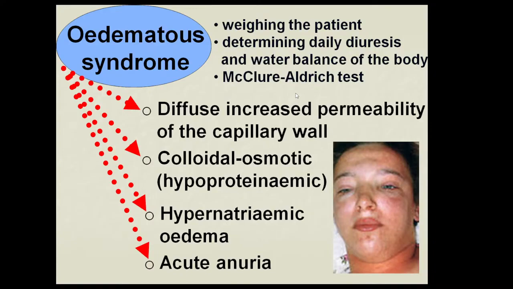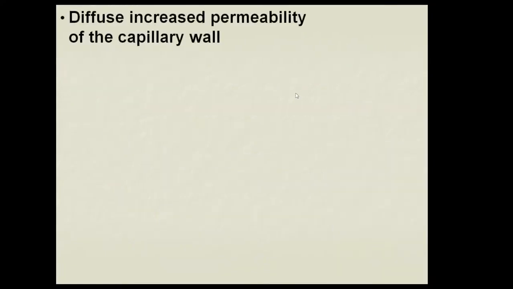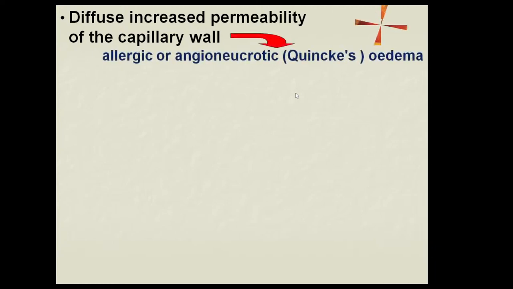Let's see which mechanism is more characteristic for kidney diseases. First, diffuse increased permeability of the capillary wall is more characteristic for allergic and systemic edema. I think you have heard about Quincke's edema, when the edema first of all localizes on the face near the lips, then goes downward and may be complicated with complete obstruction of the upper respiratory way. You understand why it needs emergency aid.